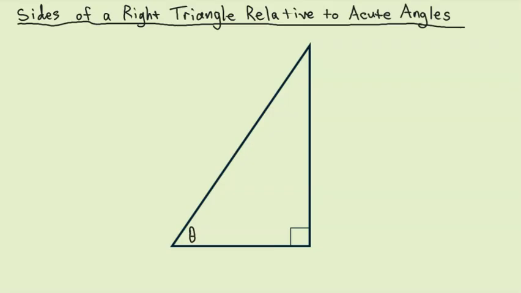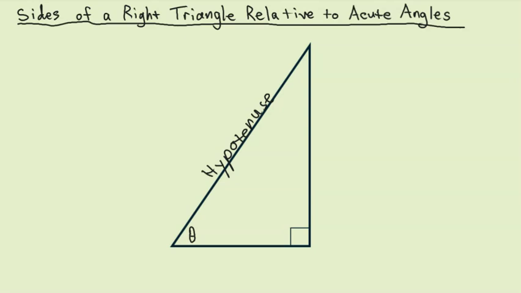Okay, what we can do is talk about the three sides of a triangle. This is a hypotenuse, this is a leg, and this is also a leg. The hypotenuse will always be called the hypotenuse. It will never be called anything other than the hypotenuse. So we're just going to call that hypotenuse.